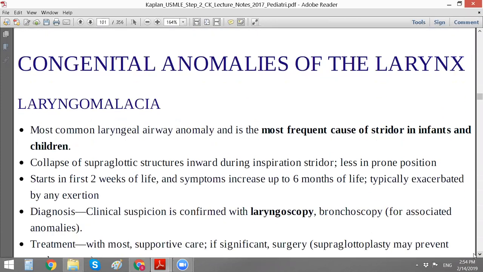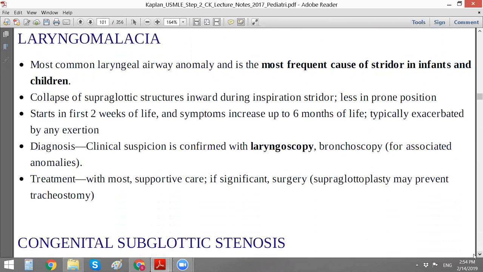In congenital anomalies of the larynx, laryngomalacia is the most common laryngeal airway anomaly and is the most frequent cause of stridor in infants and children. Okay, collapse of the supraglottic; laryngomalacia is supraglottic. This will be less in prone. This is very important, pathognomonic for laryngomalacia. Starts in the first 2 weeks of life, symptoms increase up to 6 months, typically exacerbated by any exertion.